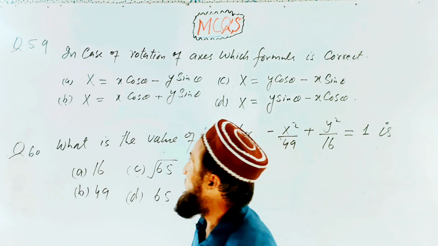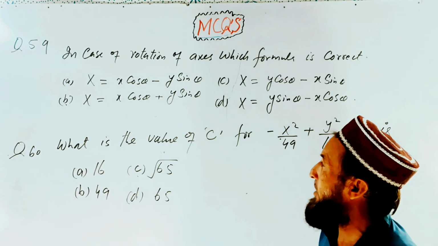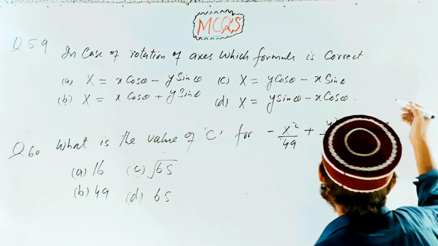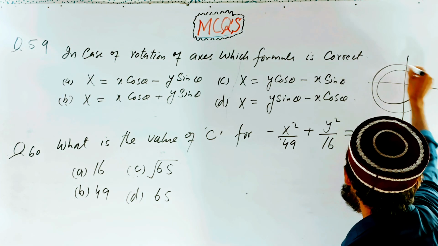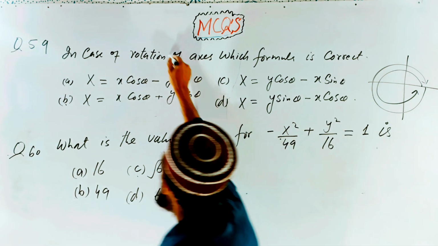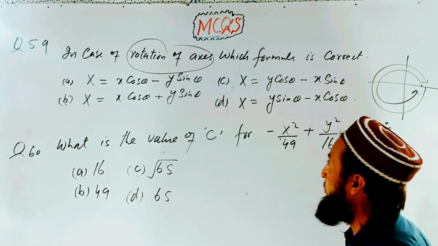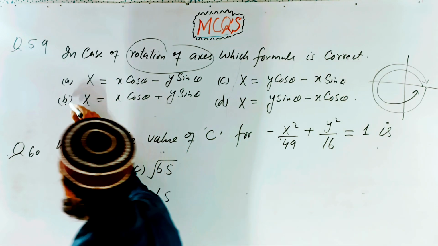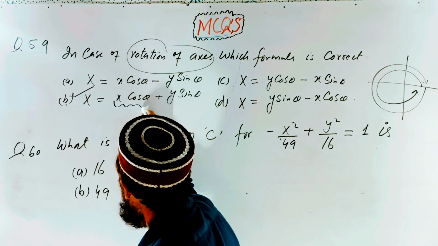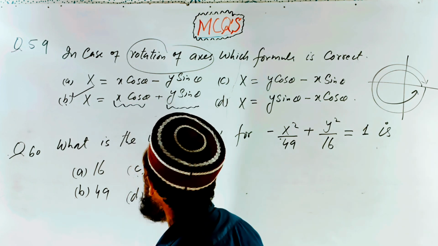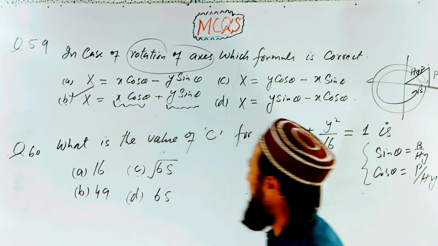Students, question number 59. In the previous question we did translation, but here rotation is required. In the case of rotation, anticlockwise or clockwise, for rotation of axis which formula is correct? In this case we are using capital X. Option B is the correct option. X is equal to x cos theta plus y sin theta is what we use here.